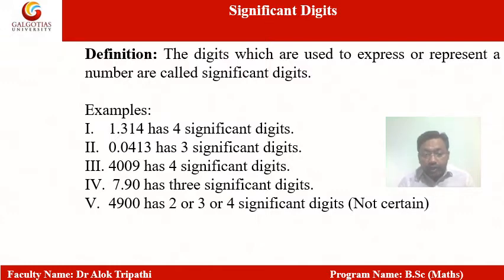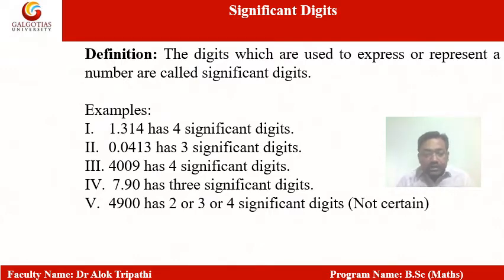1.314. We are given a number 1.314. So how many digits are we using here? We are using 4 digits: 1, 3, again 1 and 4. So this means this number has 4 significant digits.